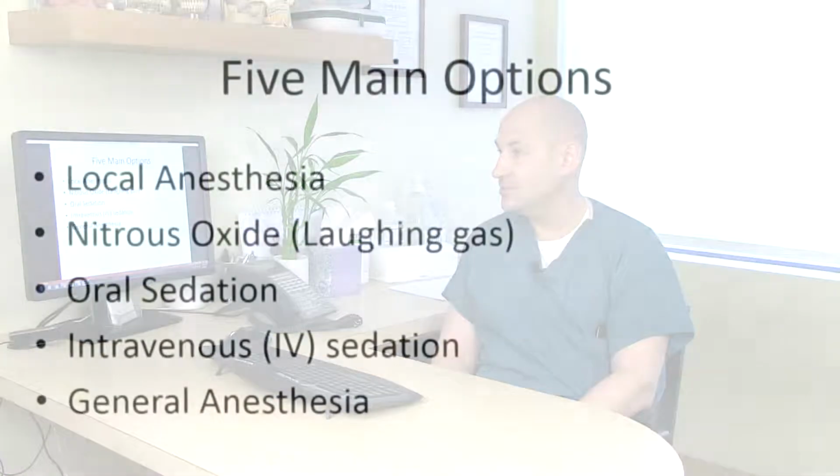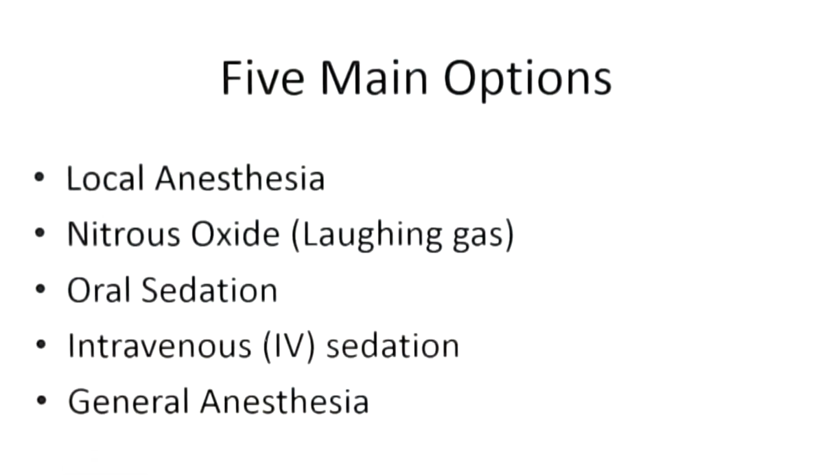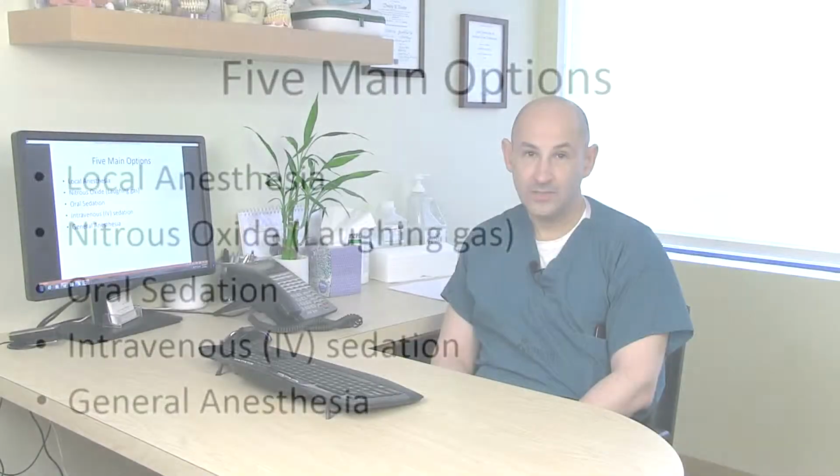When it comes to oral surgery procedures and anesthesia options available, you basically have 5 main choices. They are local anesthesia, the nitrous oxide, which is also known as laughing gas, oral sedation, intravenous or IV sedation, sometimes referred to as twilight anesthesia, and general anesthesia. So we are going to explore each one of these options in a little bit of detail.